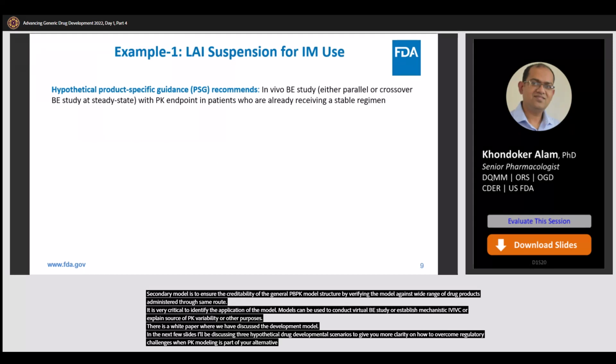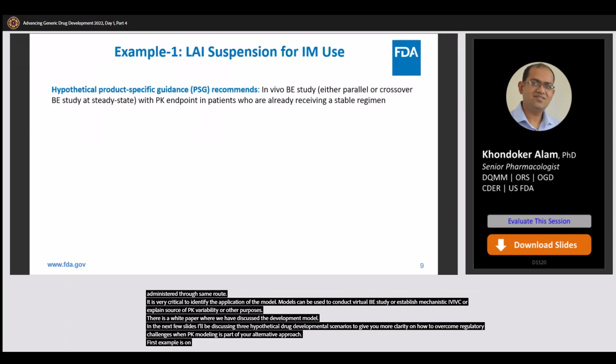First example is on LAI suspension for IM use, and this type of drug is often used by patients for a prolonged period of time. Let's consider a hypothetical PSG. It is recommending an in vivo BE study with PK endpoint in patients who are already receiving a stable regimen.